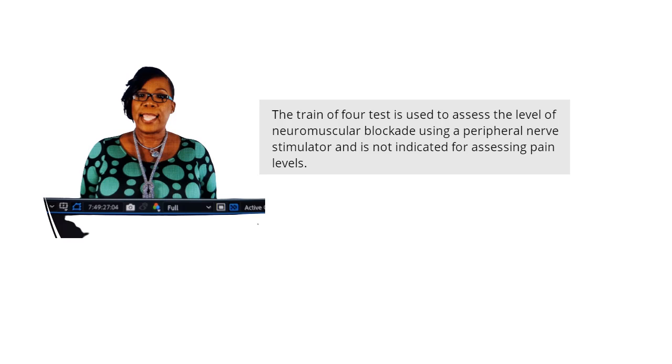The Train of 4 test is not one to be used at this time. It is used to assess the level of neuromuscular blockade using a peripheral nerve stimulator and is not indicated for assessing pain.